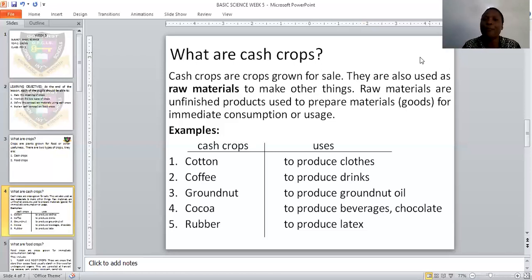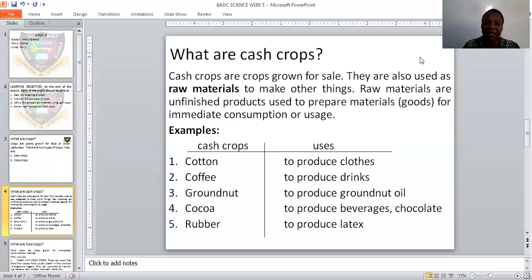Examples of cash crops. Number one, cotton. Are you surprised to hear that we plant cotton? Cotton that you use to produce cloths, the clothes that we wear, the wrapper that you used to cover yourself last night when the weather was cool. Yes, we plant cotton, and the cotton is planted for future use. It is a form of cash crop.